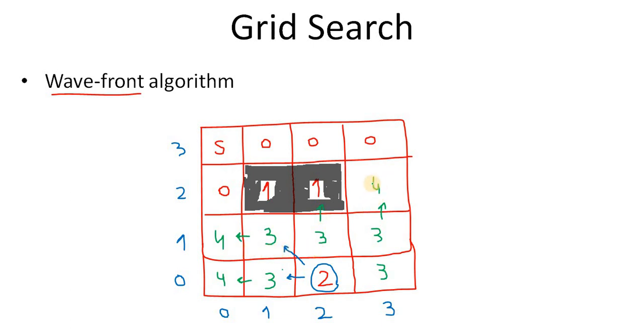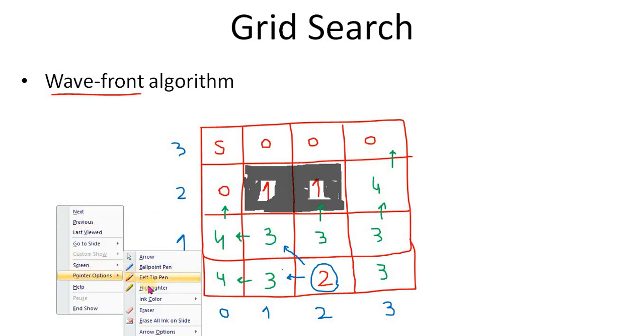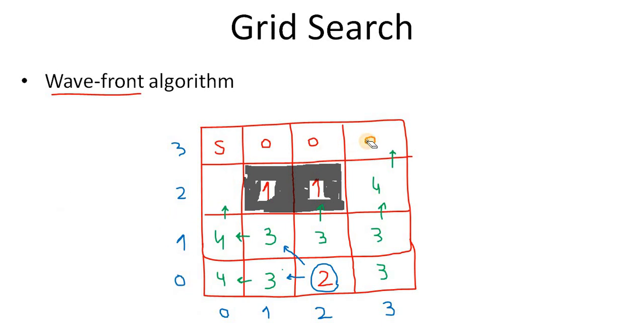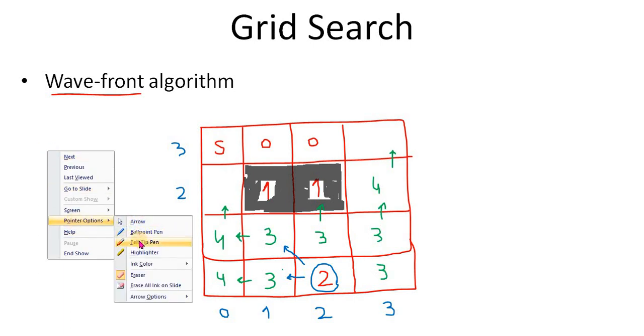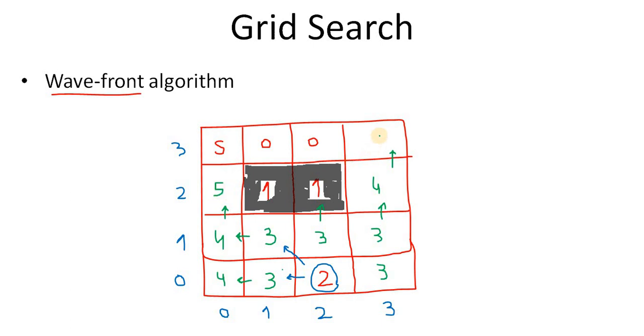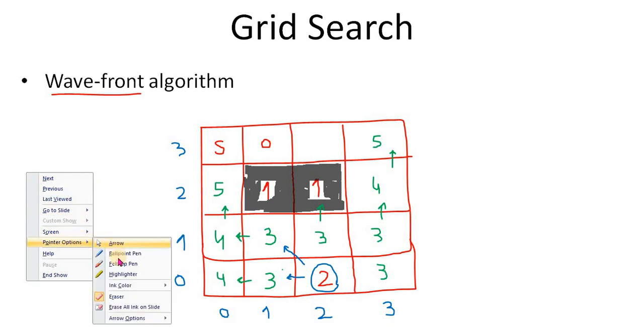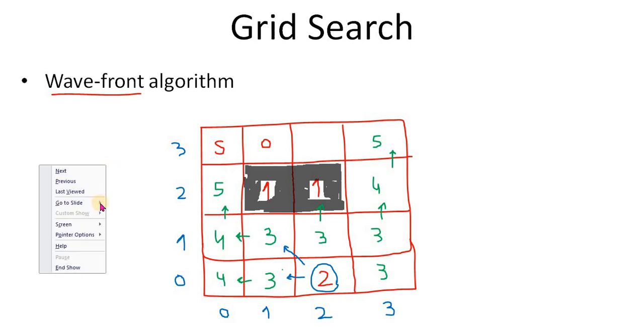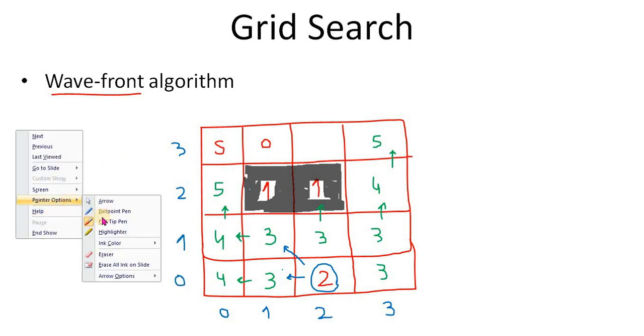After 4, we look again for the next cells that are empty. These 2 are the candidates, and after 4 the algorithm puts 5 here and also here. After that, the algorithm again looks for neighboring nodes. From here it looks at this node, which is empty, and from here it looks at this starting node. It assigns 5 plus 1, which is 6. So the source cell will be assigned the number 6.